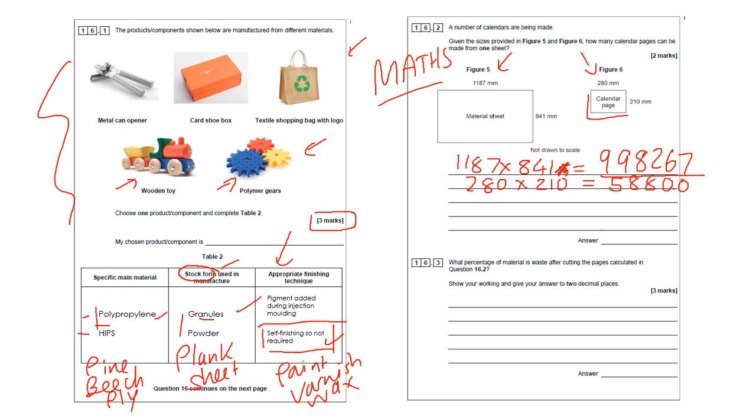So how many of those fit into there? And what you get is 16.977. Now, you can't have 0.977 of a calendar. So the answer for this is you could make 16 calendar pages.